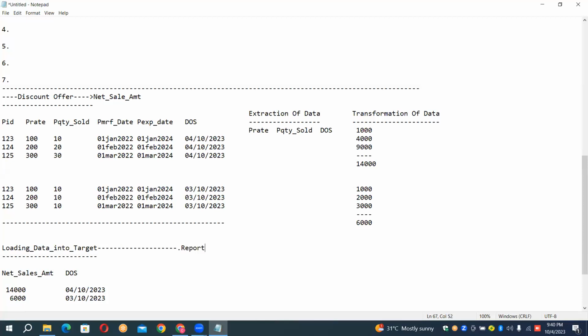A visualized report representing the net sales of each day. That is the 4th day as well as the 3rd day. Okay. Whereas these reports, or graphs, you can say, or else you can say the graph.